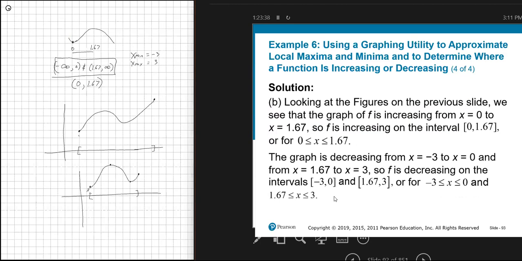Since we have a restricted domain from -3 to +3, we need to include those. That's still a 0 there. So instead of negative infinity, it's from -3, and instead of positive infinity, it's to +3. I forgot that part of it, because we restricted our domain to -3 and +3.